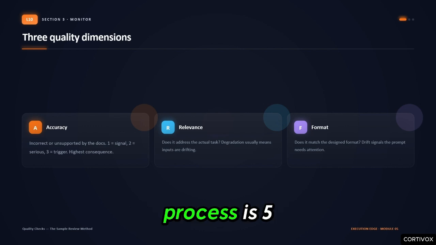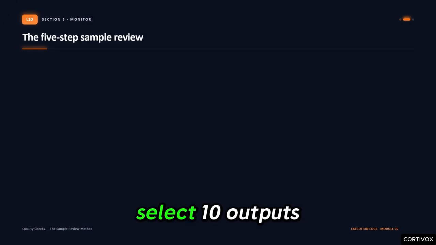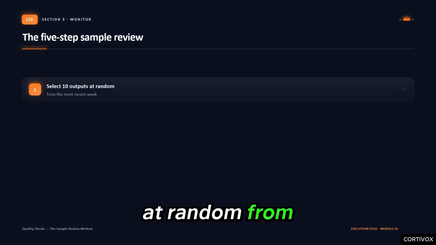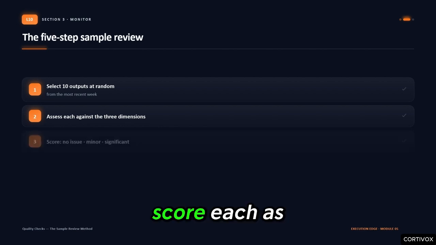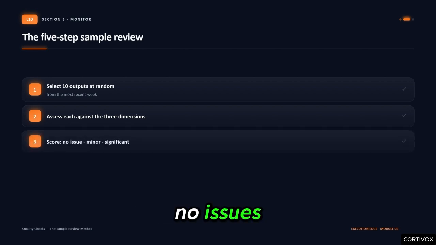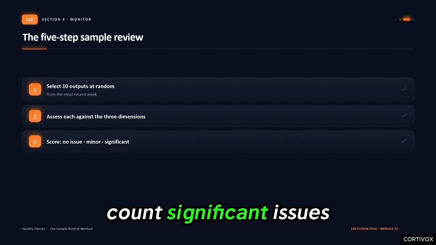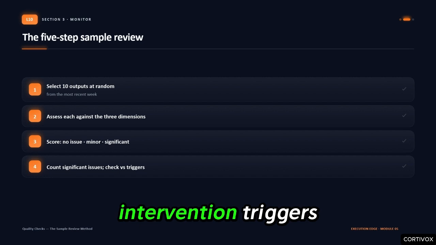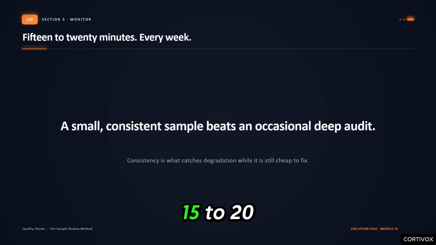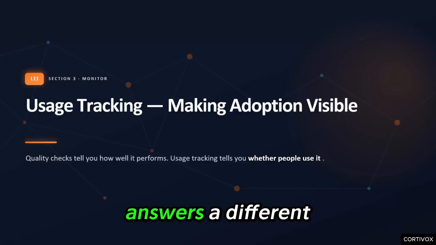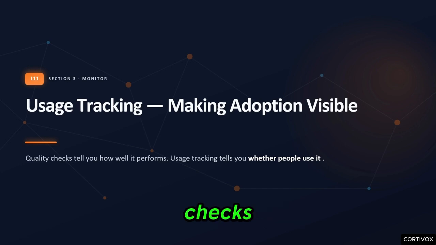The sample review process is 5 steps. Select 10 outputs at random from the most recent week. For each output, assess against the 3 dimensions. Score each as no issues, minor issue, or significant issue. Count significant issues and check against intervention triggers. Record results in the monitoring log, 15 to 20 minutes every week. Done.